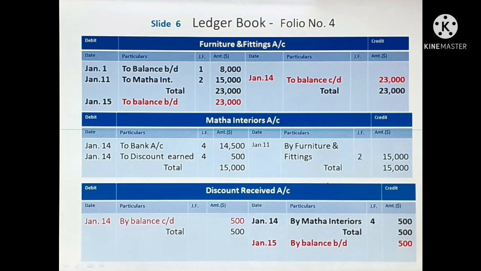Discount received account is an income account. Naturally, posting should come on the credit side. January 14 by Mada Interiors $500. No other posting. Balance is the same amount, so to balance carried down $500. Below the total it is brought down on the credit side, by balance brought down $500. The account has a credit balance.